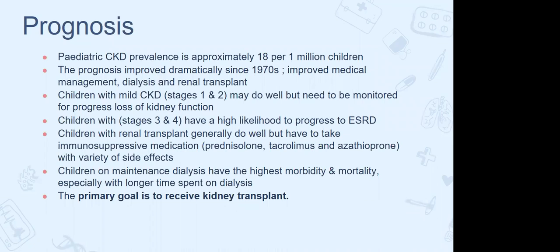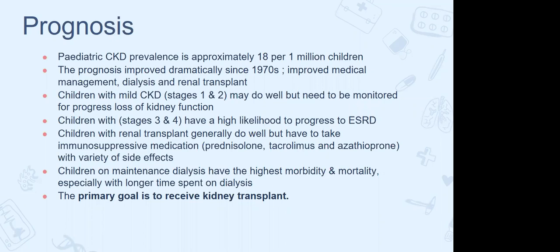Usually children with mild CKD, stage 1 and 2, may do well but need to be monitored for progressive loss of kidney function. But children with stage 3 and 4 have a high likelihood to progress to ESRD. And children with renal transplant generally do well, but they have to take immunosuppressive medication such as prednisolone, tacrolimus, and azathioprine, and it has many side effects.